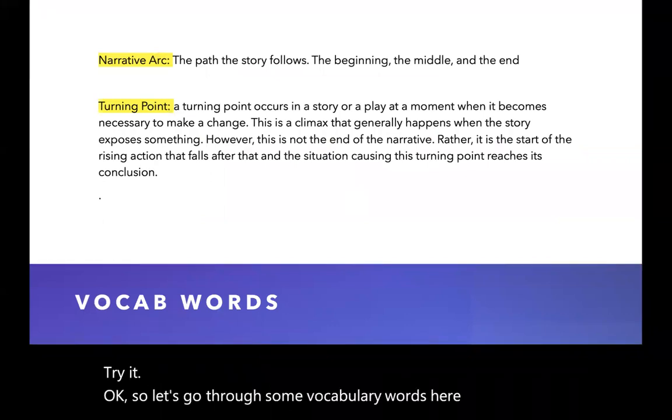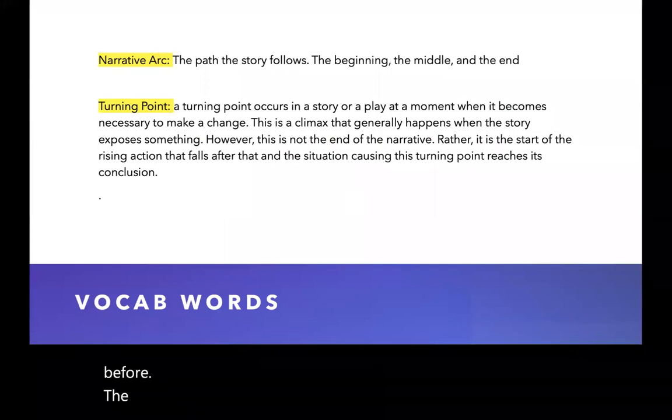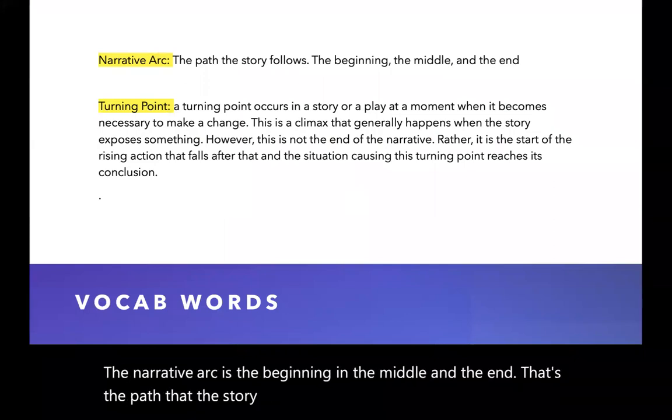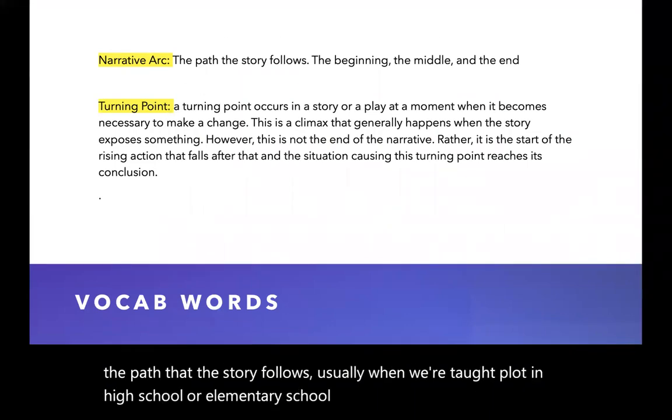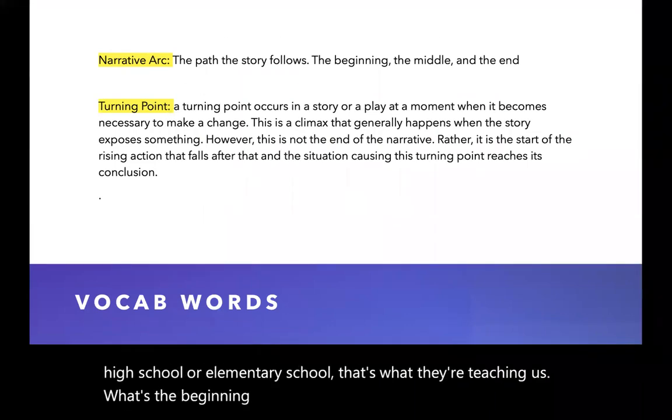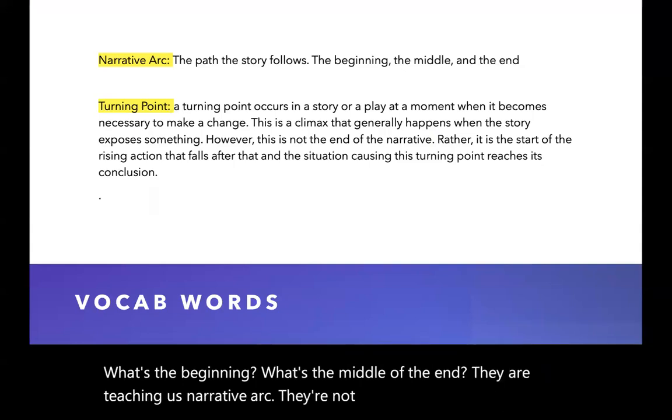Like I said before, the narrative arc is the beginning, the middle, and the end. That's the path that the story follows. Usually, when we're taught plot in high school or elementary school, that's what they're teaching us. What's the beginning? What's the middle? What's the end? They are teaching us narrative arc. They're not teaching us plot.